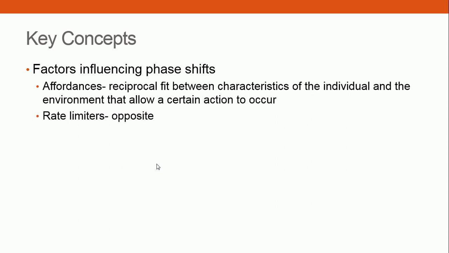So if I think about height, height could be either an affordance or a rate limiter based on what type of task we're doing. If the task that we want to do is dunking a basketball, my height as someone that is 6'4" becomes a great affordance that allows me a better chance of being able to do that. If my height is 5'4", I'm going to have a really hard time, and that becomes a rate limiter. On the other hand, if I'm trying to win a limbo contest, where you're trying to get under a bar, being 6'4" is now a rate limiter. It's making it more challenging for me to be successful.